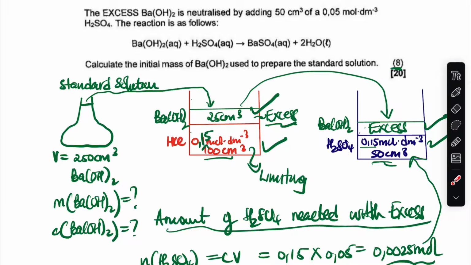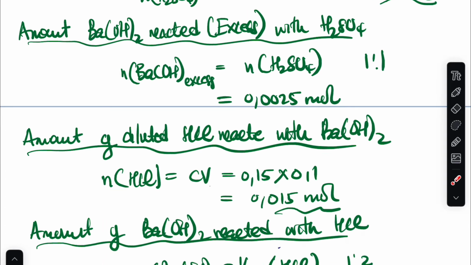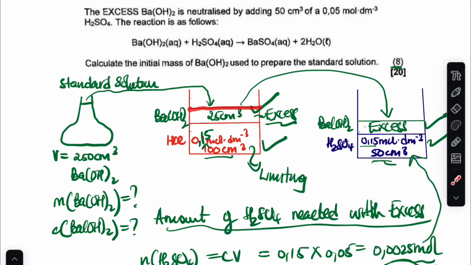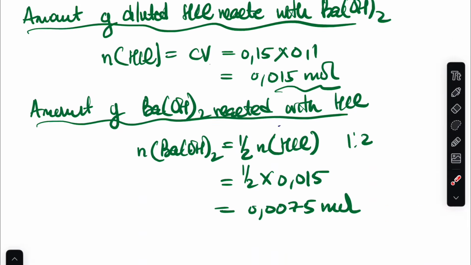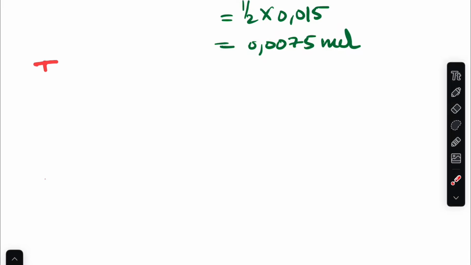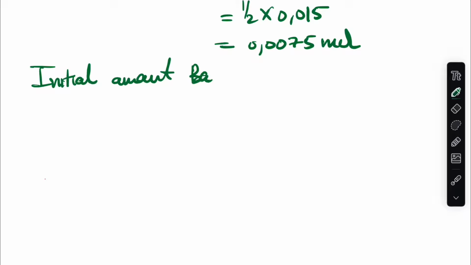Now we know, so I can say that this amount that reacted and the excess can give us the full amount, which is this amount that was taken here. I'm not sure if I make sense. Let me write it so that we can see. Now let's say the initial amount of barium hydroxide.